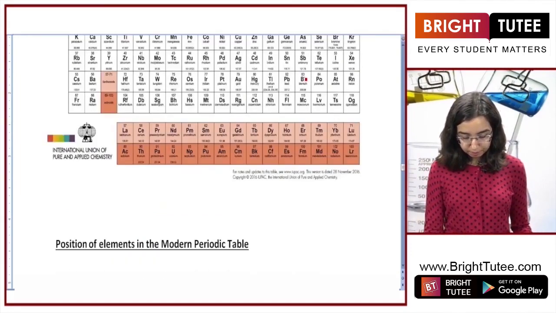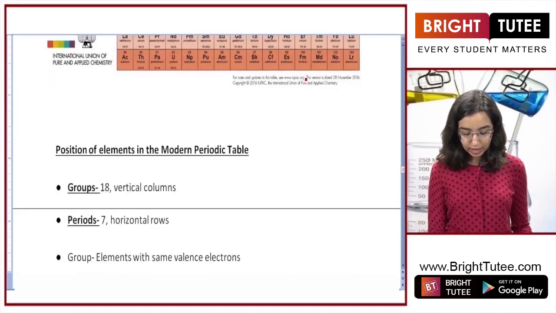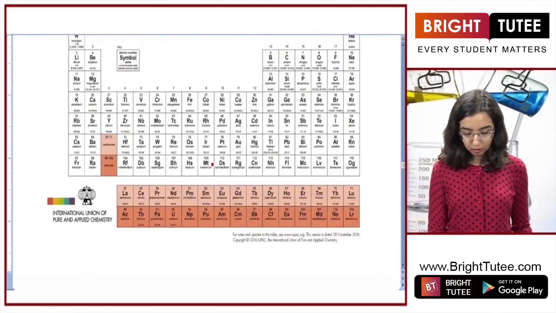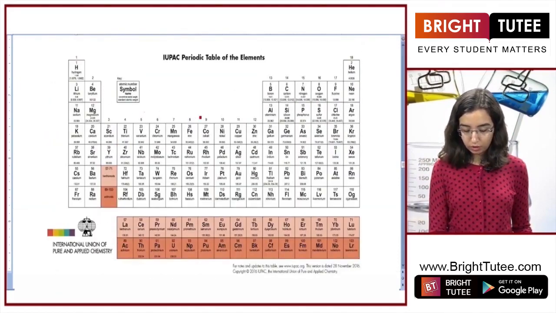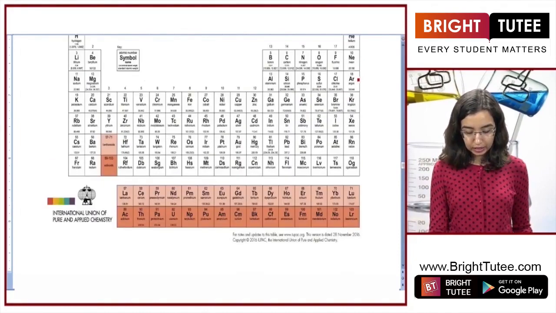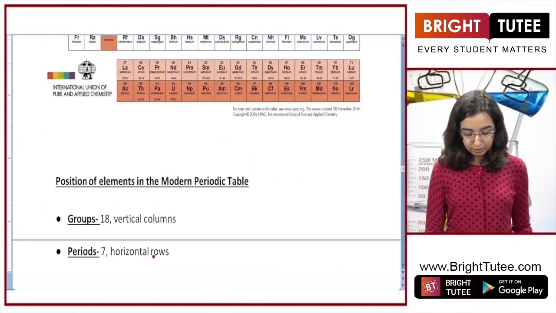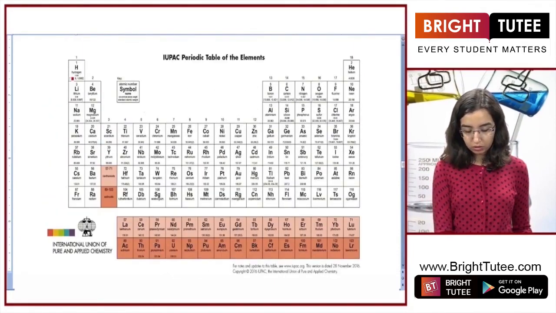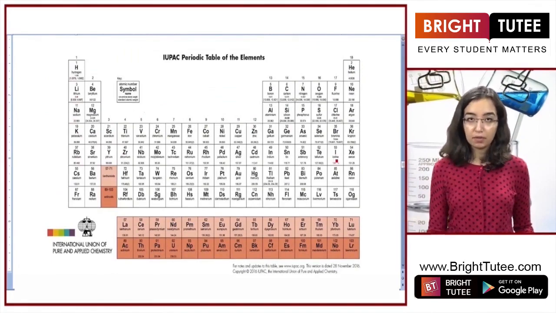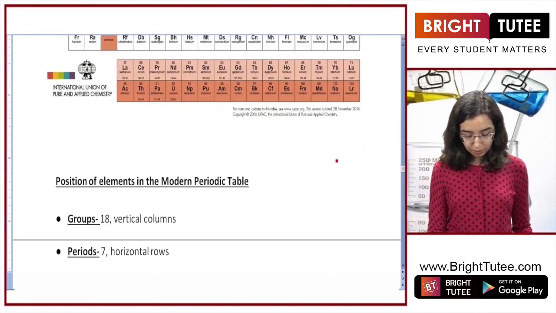So let's move on. Now this has 18 groups, which are the vertical columns, as you can see. 1, 2, 3, 4, 5, 6, and up until 18, it has 18 groups. It has 7 periods, which are the horizontal rows. So it has 1, 2, 3, 4, 5, 6, and 7. There are 7 periods, which are horizontal rows.